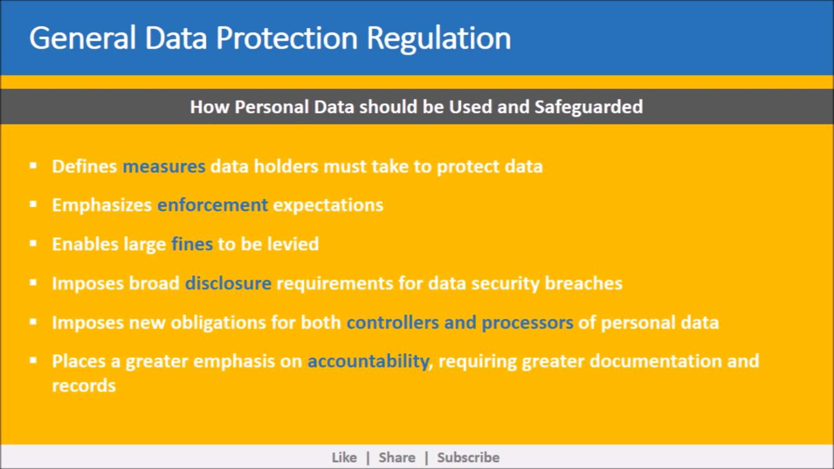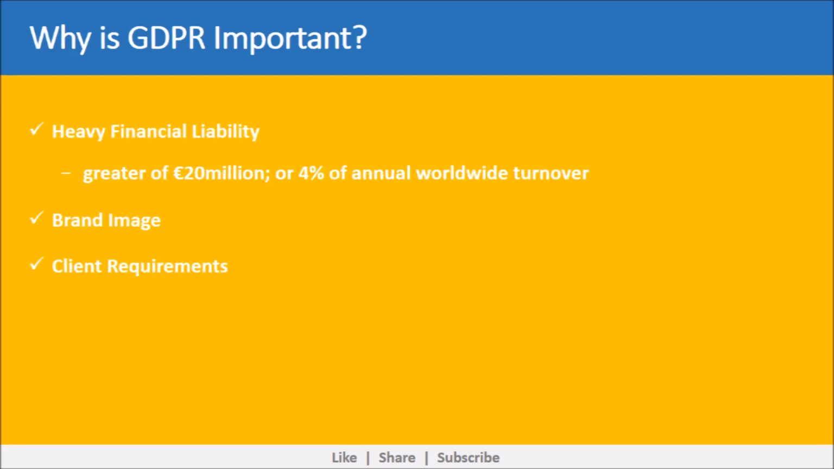It emphasizes enforcement expectations. It enables large fines to be levied. It imposes broad disclosure requirements for data security breaches. It imposes new obligations for both controllers and processors of personal data. It places a greater emphasis on accountability, requiring greater documentation and records. Let's look into why GDPR is so important, and why it will be a mistake to ignore it.